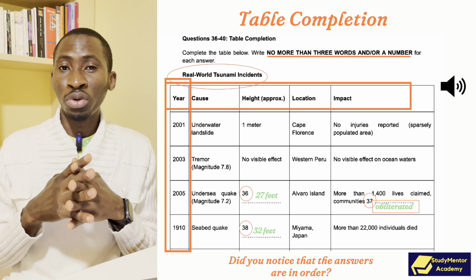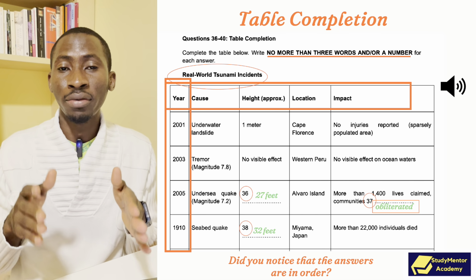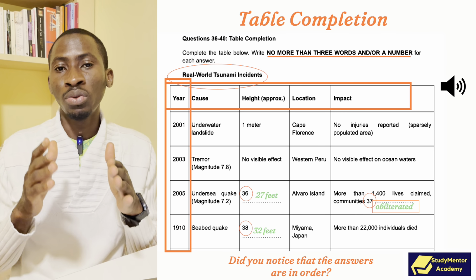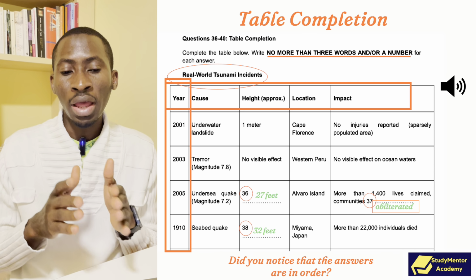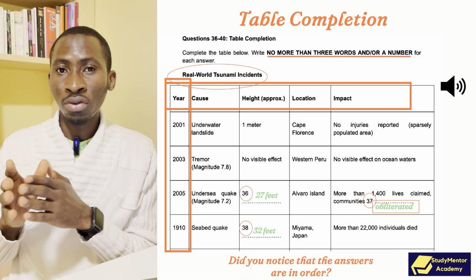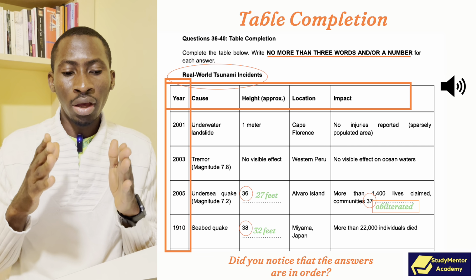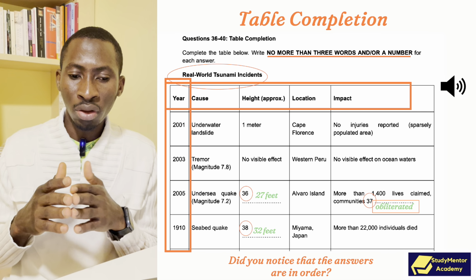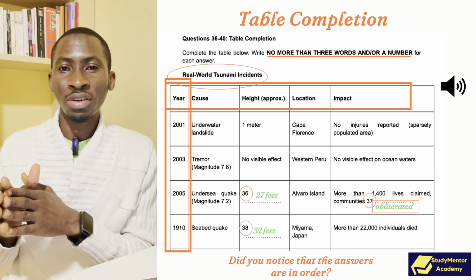Now we have listened to the audio recording and we have these answers. So 27 feet, which you have 27 as a word and also feet as a word. So here you have two words, 32 and feet, the same thing, obliterated, obliterated.